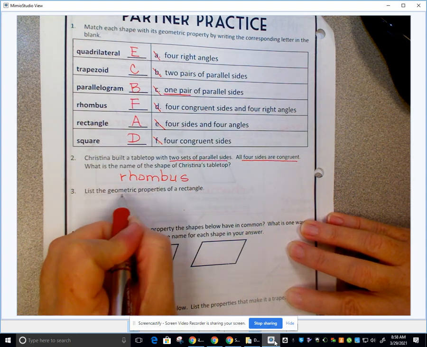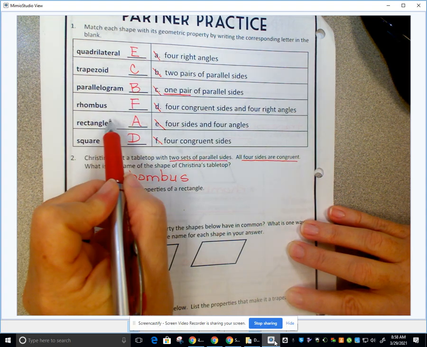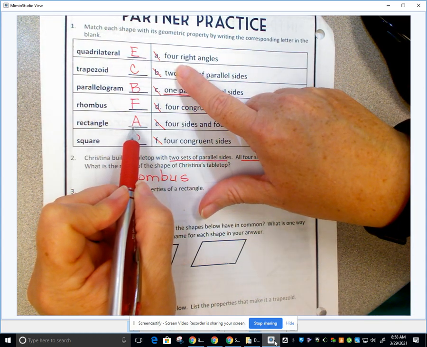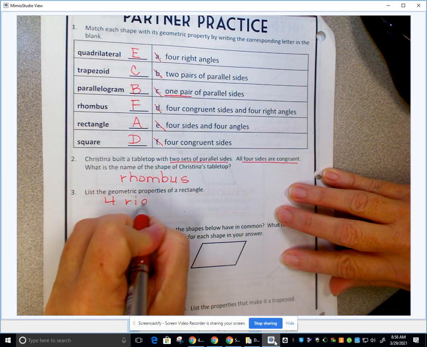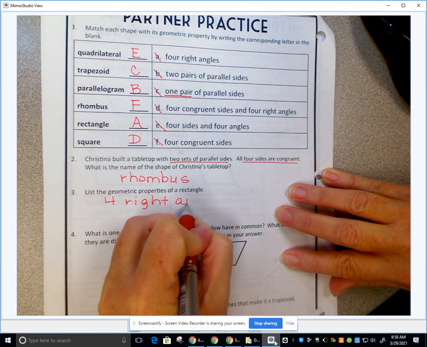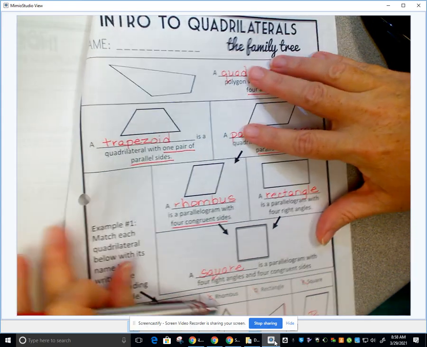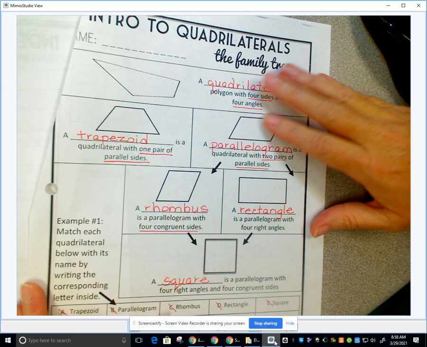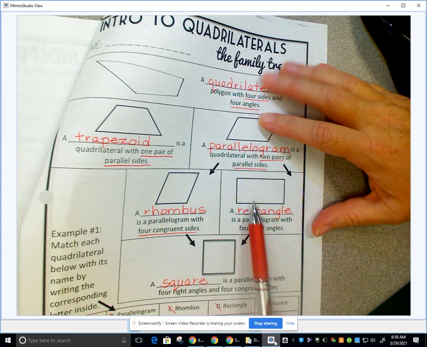All right, it says list the geometric properties of a rectangle. All right, let's look. A rectangle, we know it has 4 right angles. Now, let me show you a trick about the rectangle. I'm flipping back, I apologize. Here's the rectangle. It has 4 right angles.